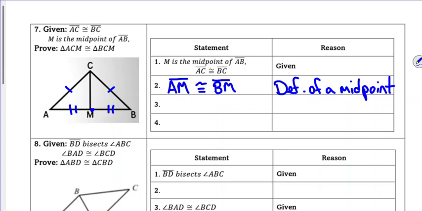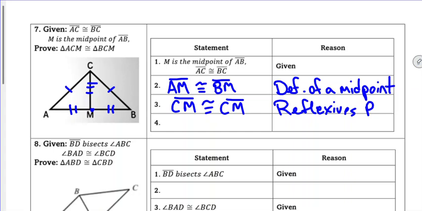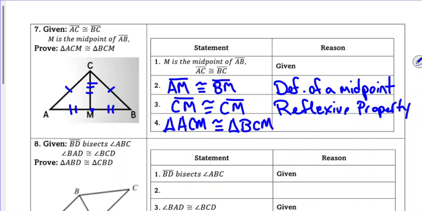If I know that M is the midpoint, then I know I have those congruent segments. I also know that I have this segment that's congruent to itself. CM is congruent to CM by the reflexive property. And so those two triangles have to be congruent because I have all 3 sets of sides. Triangle ACM is congruent to triangle BCM by side, side, side. I have all 3 sets of sides that are congruent, so the triangles have to be congruent.